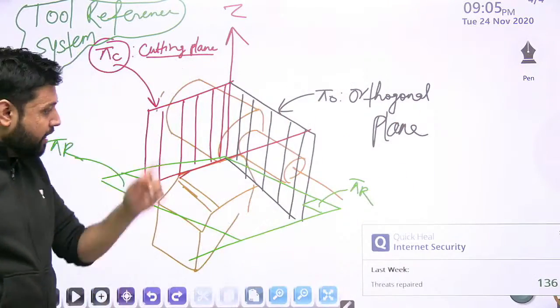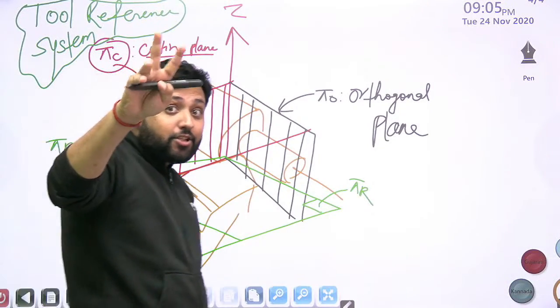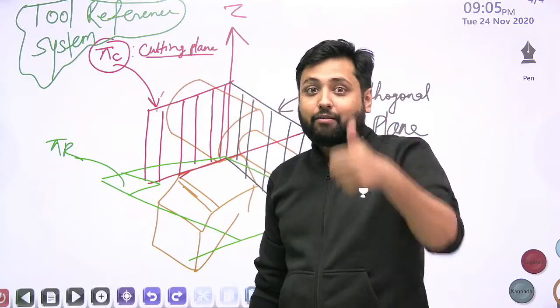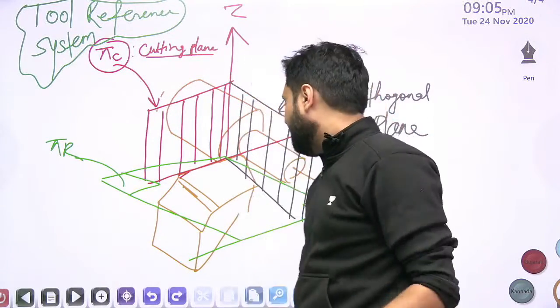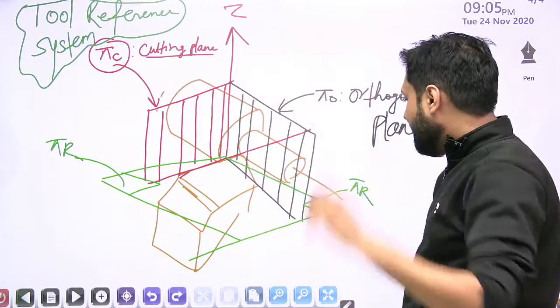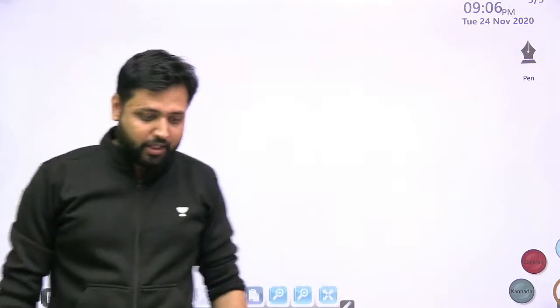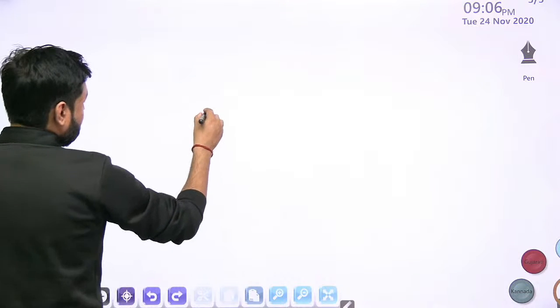Yes. Now I will tell you about the first two angles of the ORS tool signature, which are very important. The first one is the inclination angle and the second one is the orthogonal rake angle. Look at what those angles are. Just stay with me. Let me show you.